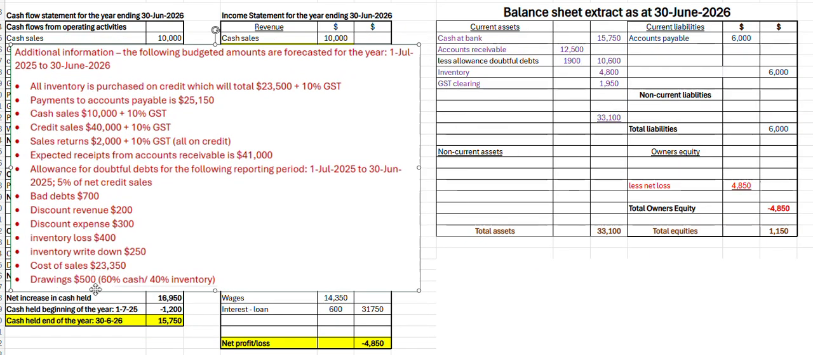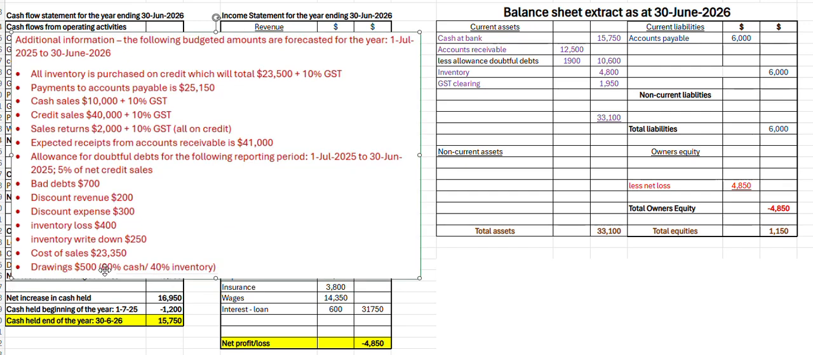Now we're up to drawings, and we report the lot because of the entity assumption, recording owner's transactions separate from the business. So it doesn't matter that it's cash or inventory, we put in the combined amount as one entry in our OE as a negative, reducing our owner's residual claims on the assets.